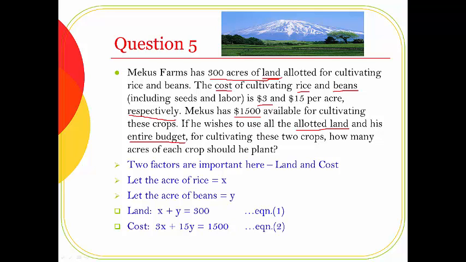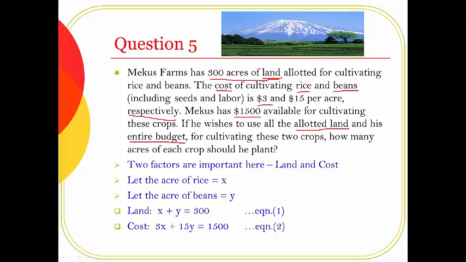Now, per acre means that if you have 1 acre for cultivating rice, it's going to be $3. If you have 2 acres, it's going to be $6. 3 acres, it's going to be $9. 4 acres, it's going to be $12. So if you have X acres, then it has to be 3X dollars.